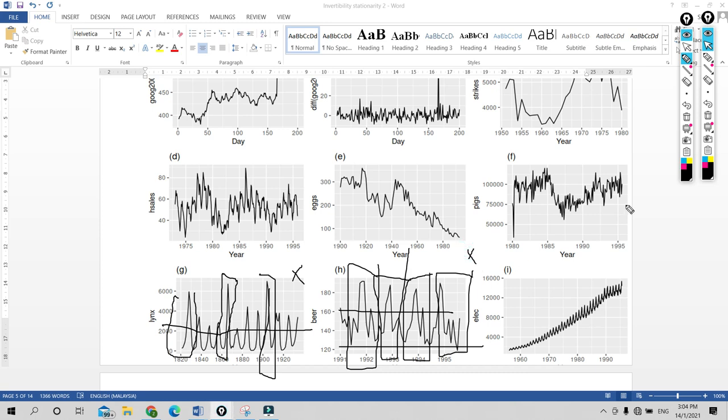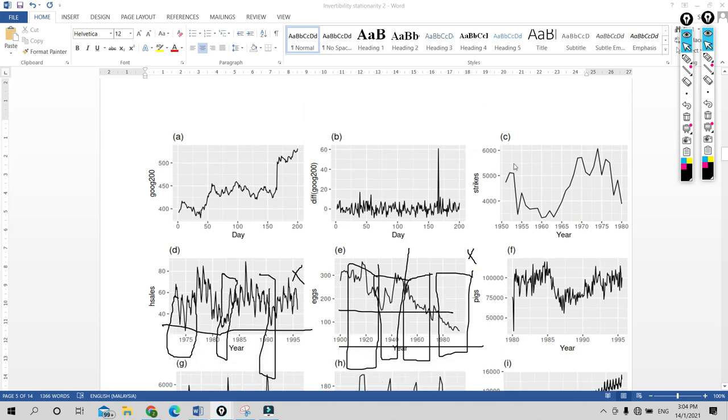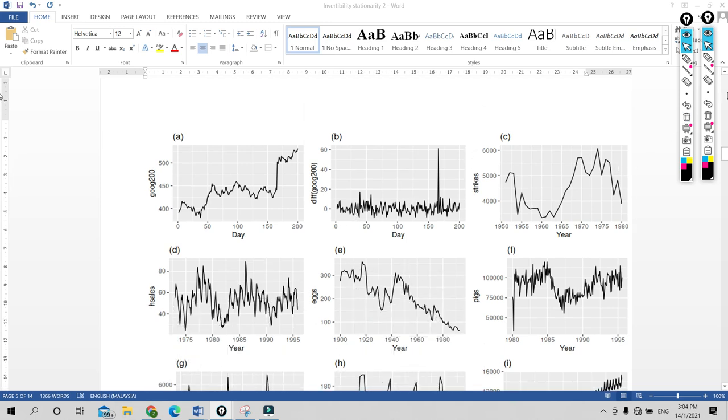And the last one, this one. The mean here is consistent, and the variance is also consistent. There is no fluctuation except that one. So this can be considered as stationary data. We have a constant variance and a constant mean except one bar here. So this can be considered as stationary.